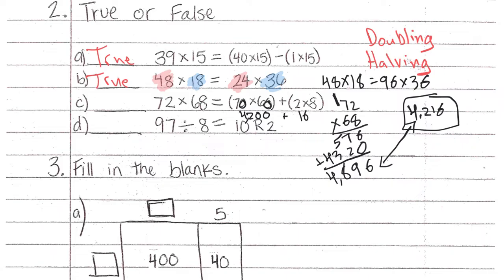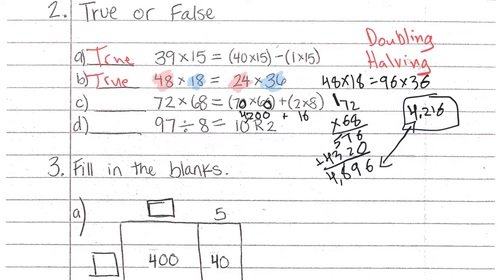Now, I did the long way to show you how that works. But what I would like to point out simply is that you can break apart one of the numbers. You can break 72 into 70 and 2, that's fine. The other number has to stay the same or your math does not work out.